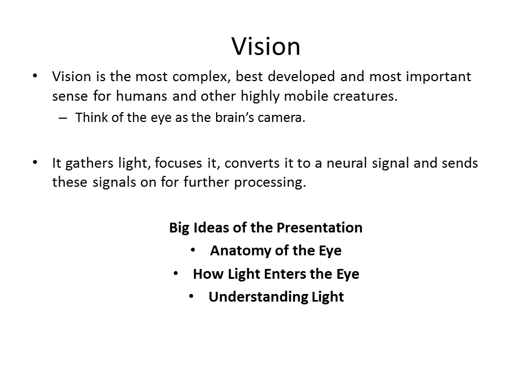Okay, so vision is the most complex sense. It's the best developed and most important sense for humans and other highly mobile creatures. Think of the eye as the brain's camera. It gathers light, focuses it, converts it to a neural signal, and then sends the signal for further processing. Today in this presentation, we will look at the parts of the eye, then understand how light enters the eye and makes its way through the eye and up to the brain. And the third thing we'll look at is how light works.